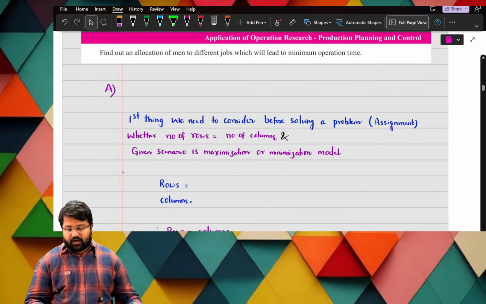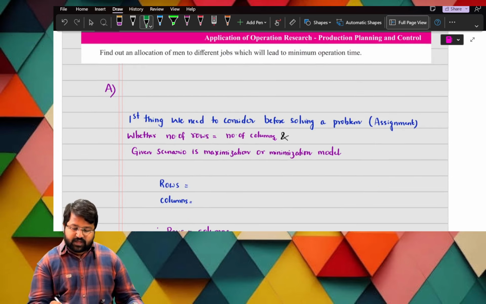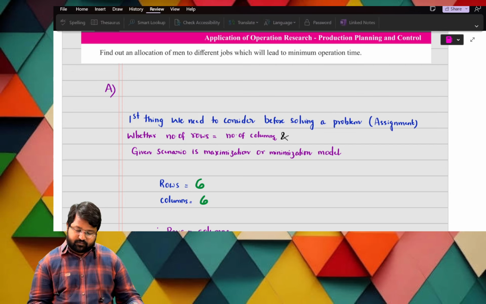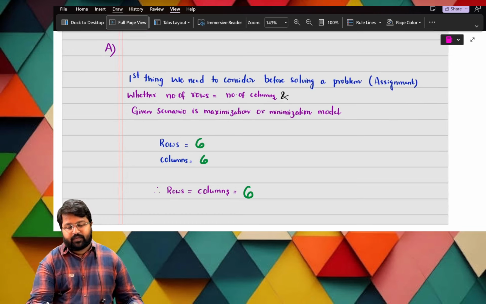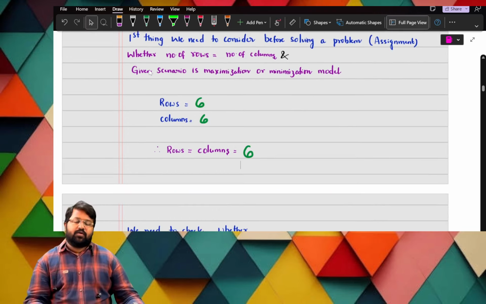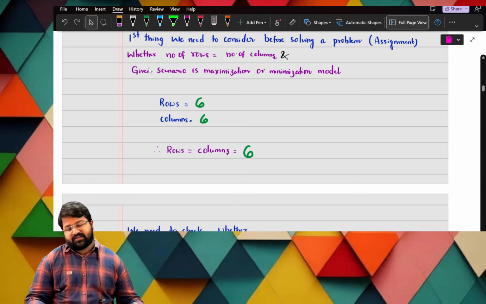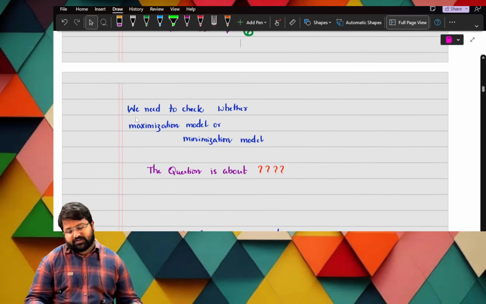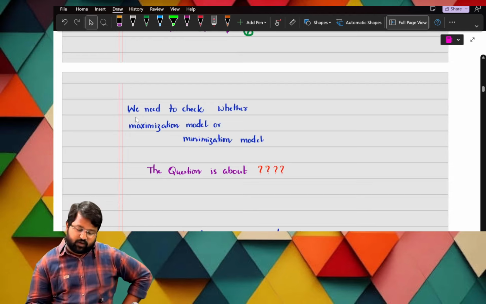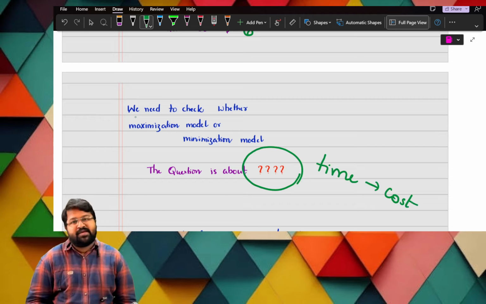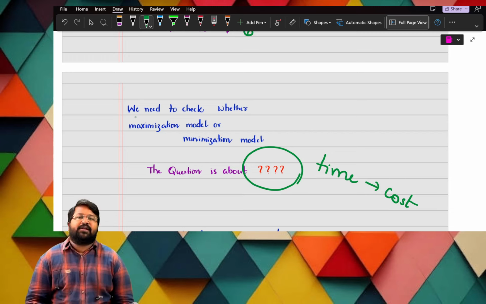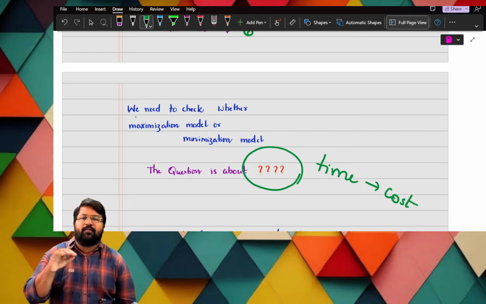Here, how many rows are there? The number of rows is 6 and the number of columns is 6. As rows are equal to columns, our matrix is a balanced one, so our problem is a balanced one. Then we have to check whether it is a maximization or minimization model. The question is about time, and time is related to cost, so automatically it is a minimization model. For a company, the main motive is to minimize the cost.